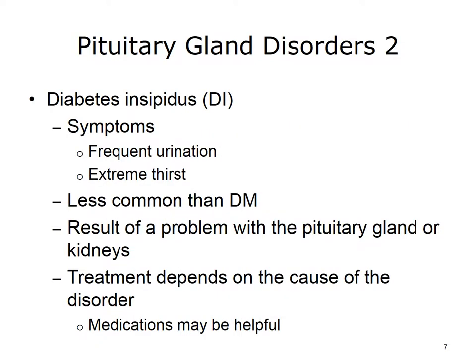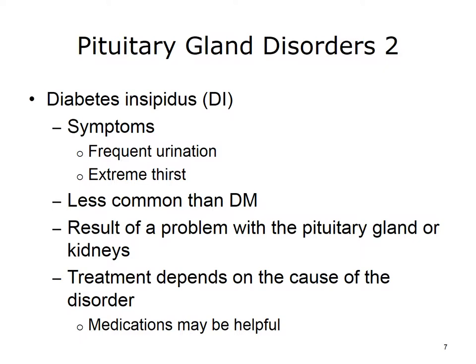Diabetes insipidus, or DI, causes frequent urination. A person becomes extremely thirsty and drinks. The drinking results in frequent urination, and a cycle of drinking and urinating can prevent adequate sleep and even encourage bedwetting. The body produces large volumes of urine, almost all water.